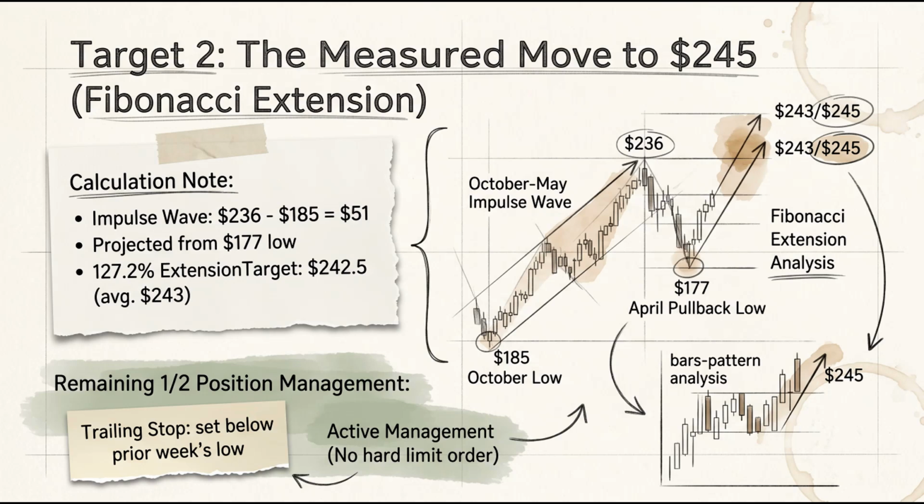For our second target, we use a combination of Fibonacci extensions and bars pattern projections. The impulse wave from October to May measures $51. Applying a 127.2% Fibonacci extension from our April pullback low gives us a target near $242. Meanwhile, our bars pattern analysis from the October flag points to $245. By averaging these, we arrive at $243 as our extended target.